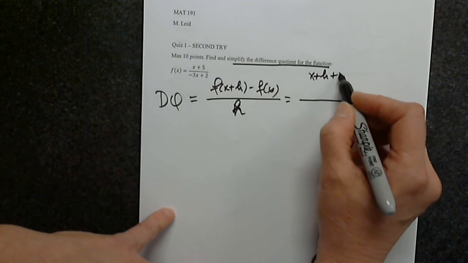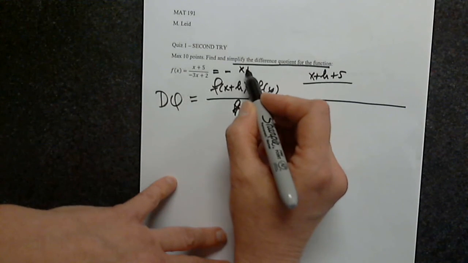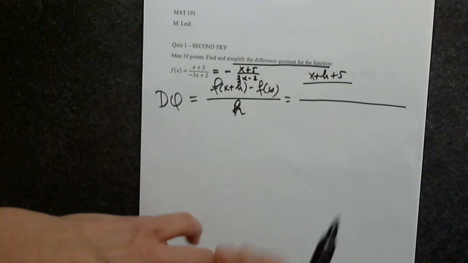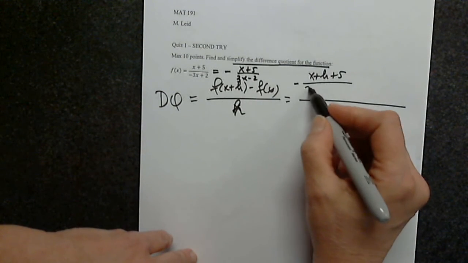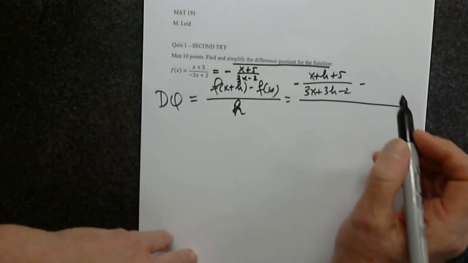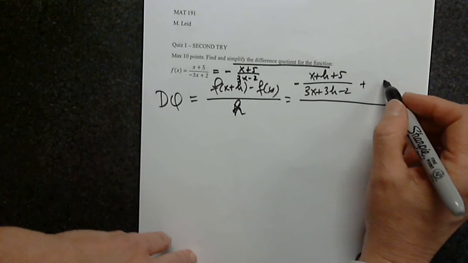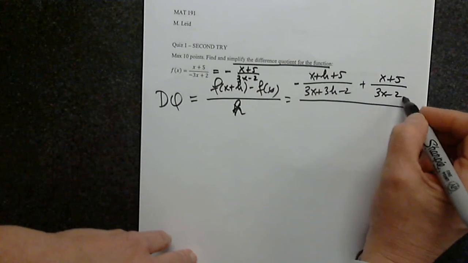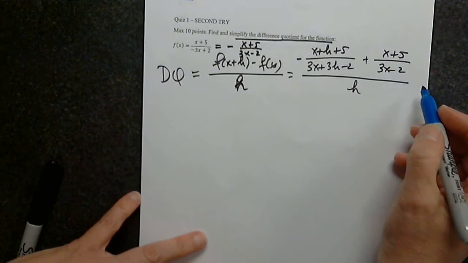So this is x plus h plus 5 divided by... what I would have liked to do first, because it's kind of inconvenient to have that negative in the denominator, so I can put a negative outside. So then I have 3x plus 3h minus 2, and then minus, but because there is a minus in front, this changes into positive, so this is x plus 5 over 3x minus 2, divided by h. Do you have to do this? No, not necessarily.